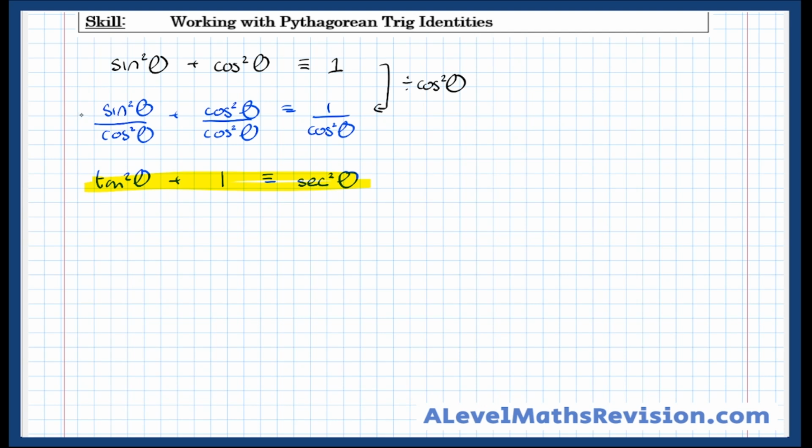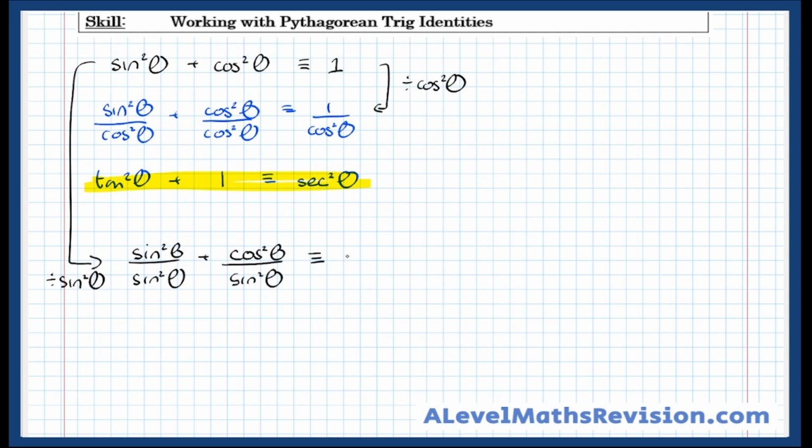The third one we can derive by going back to the start again, but this time we're going to divide by sine squared theta. So we get sine squared theta over sine squared theta plus cos squared theta over sine squared theta is identical to 1 over sine squared theta. Simplifying that, I get 1 plus, and cos over sine is cot, so this one's cot squared theta is identical to cosec squared theta.